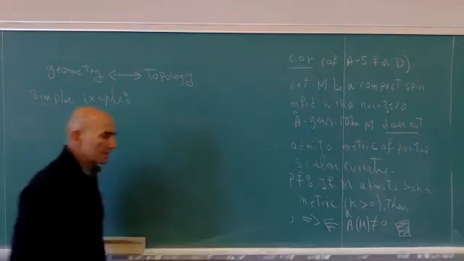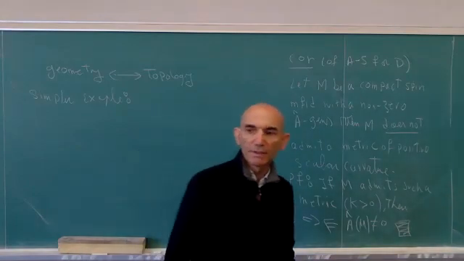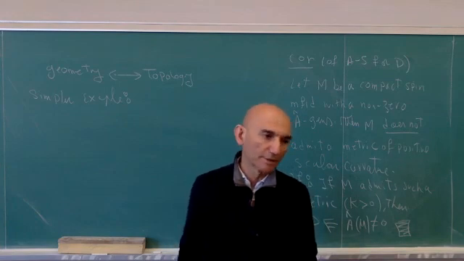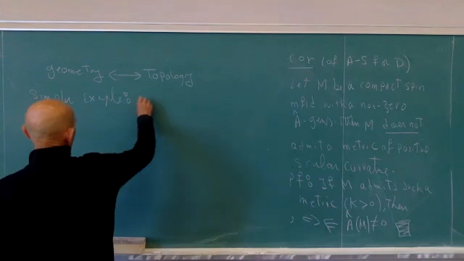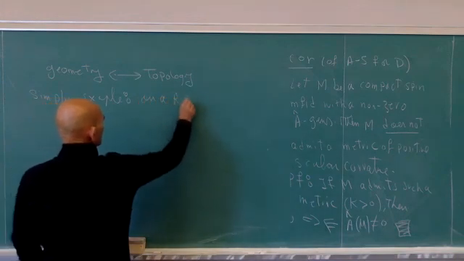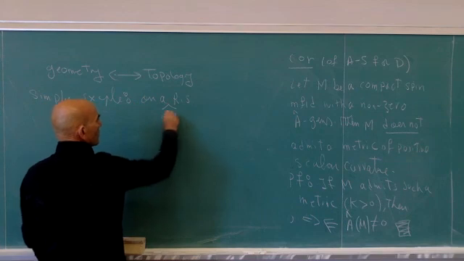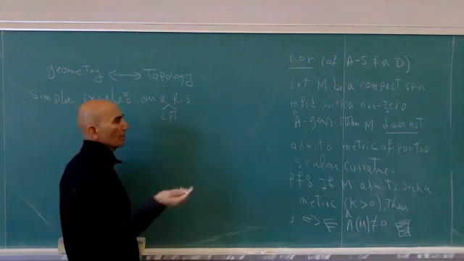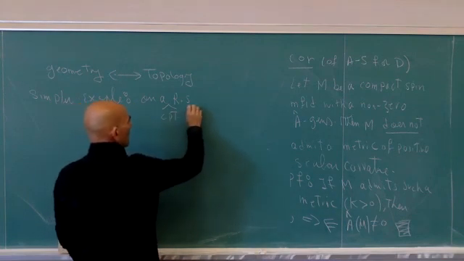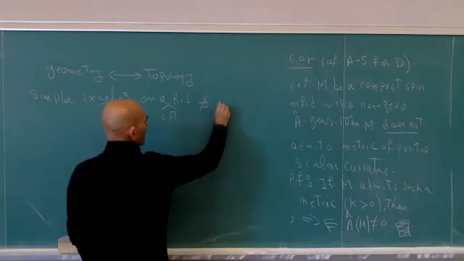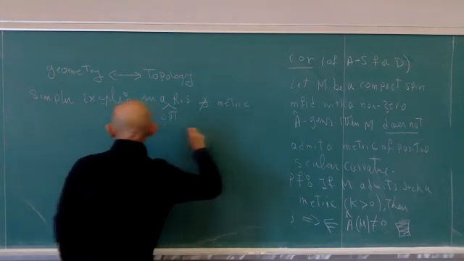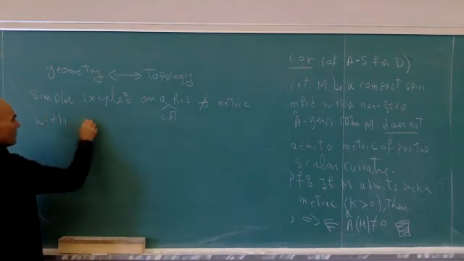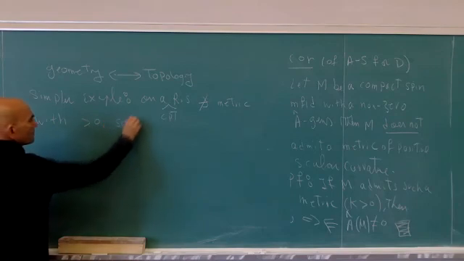A simpler example is this. For example, on a compact Riemann surface of genus bigger than or equal to 1, there is no metric of positive scalar curvature. This is not really a Riemann surface, this is really a Riemannian two-dimensional manifold. That's what I mean. There exists no metric with everywhere positive scalar curvature.